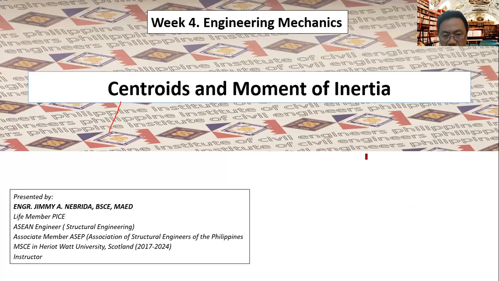Centroids and moment of inertia. It's a very important prerequisite in the succeeding topics, especially in design, and it's very evident in steel design and even in concrete. Much more in steel design, where there are some complicated built-up sections for which we need to identify and compute the centroids and moment of inertia.